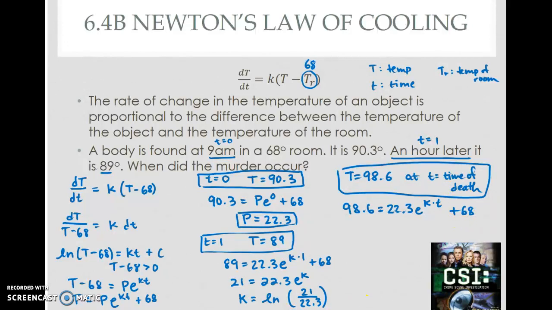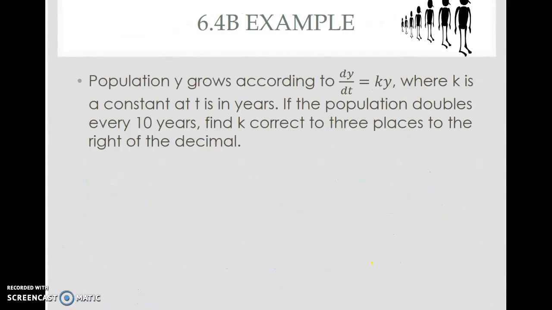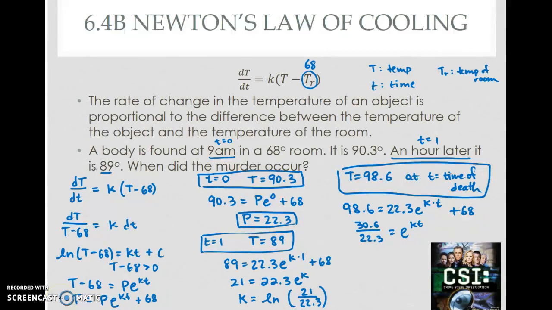So I'll move the 68 over, so I have 30.6 divided by 22.3 is equal to e to the kt, and again, I know what k is, I just need to use that. So if I take the natural log of both sides, I have the natural log of 30.6 divided by 22.3, and that's something I can easily find on my calculator. Divide that by k, and that's going to give me the time of death.